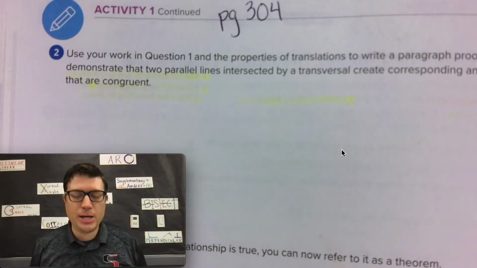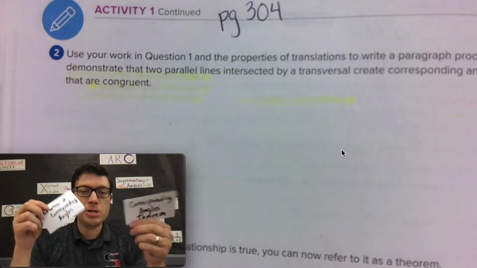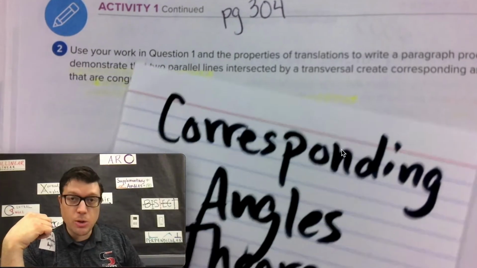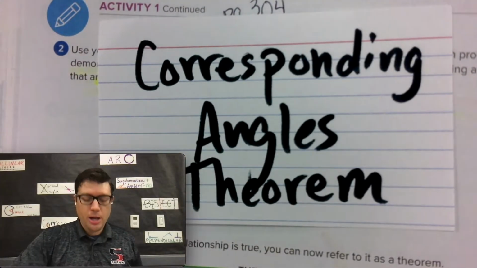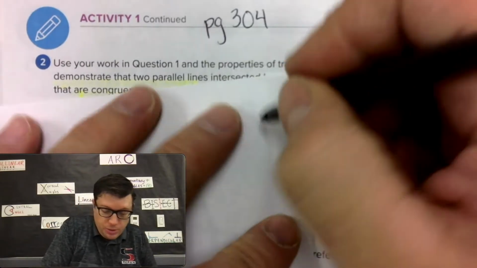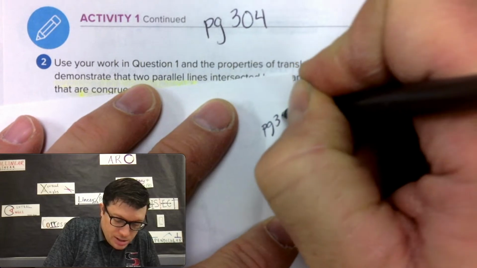Hey, what's up, everyone? This is page 304. We are talking about the corresponding angles theorem. I encourage you to have a note card made where on the back of that note card we're going to add some definitions and a page number. For example, this is page 304.